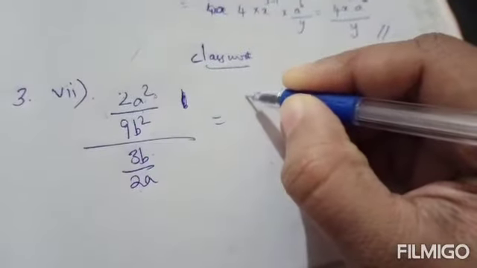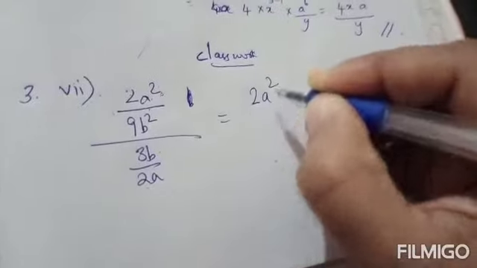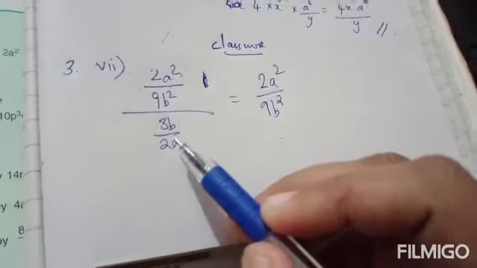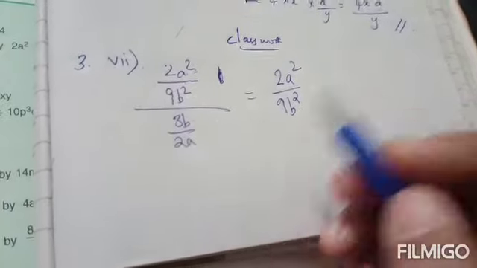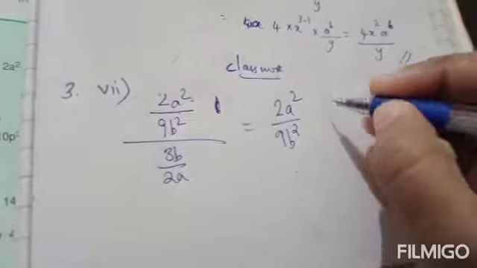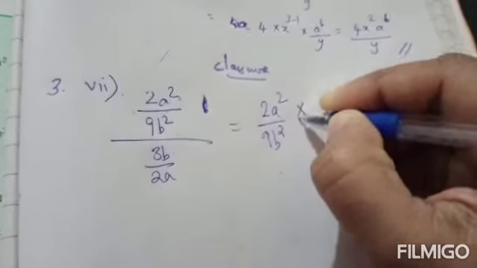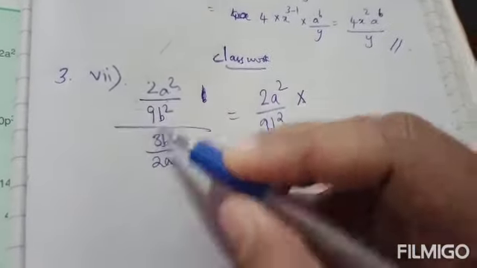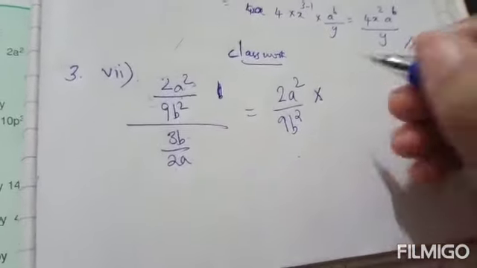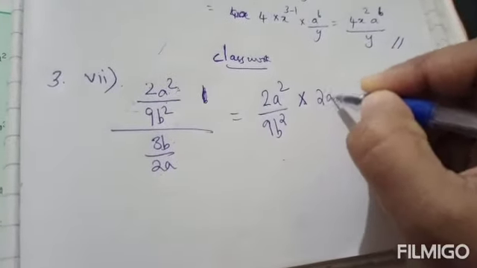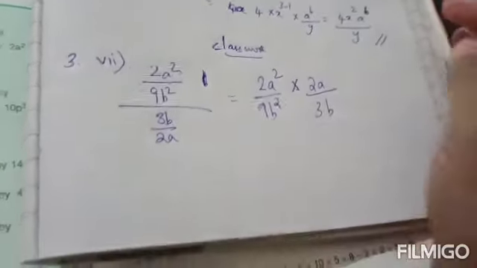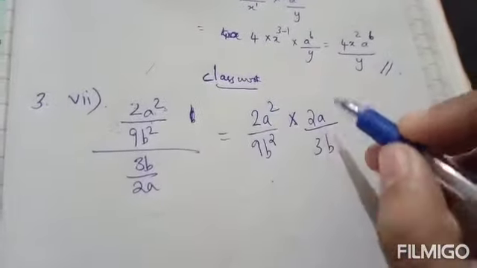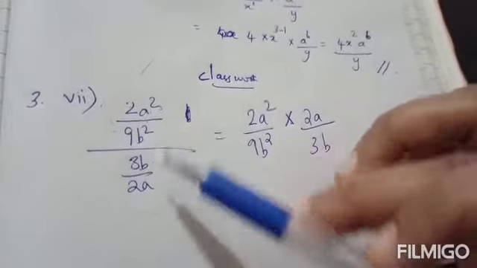So first you can write the numerator, that is 2a square by 9b square. Then taking the reciprocal of the denominator and then multiply with the numerator. So the division sign you can replace by multiplication. Then take the reciprocal of the denominator, so 2a by 3b. This is what you need to do when you need to divide two fractions.